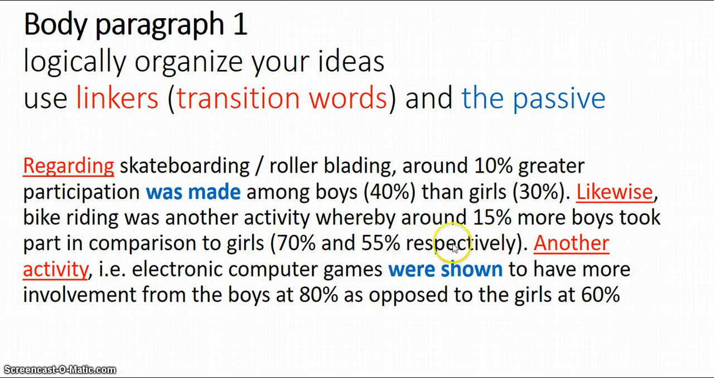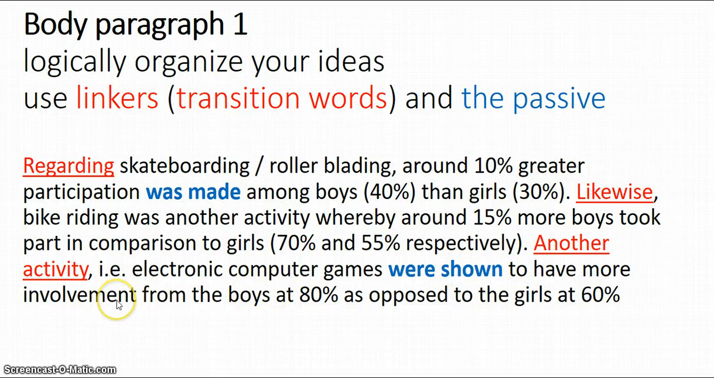When I have the word respectively, that means if I talk about the boys first, then I write the percentage of the boys first. If I talk about the girls second, then I write the percentage of the girls second. That's what respectively means, and it's a very nice word. Another activity, i.e. means for example. Another activity, electronic computer games, were shown to have more involvement from the boys at 80% as opposed to the girls at 60%. So again, I have my passive verb.